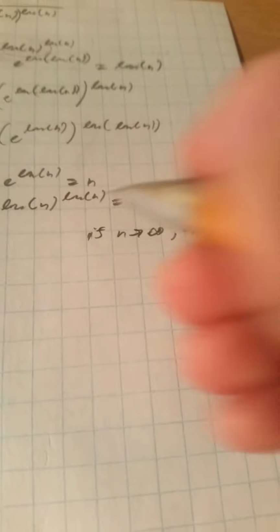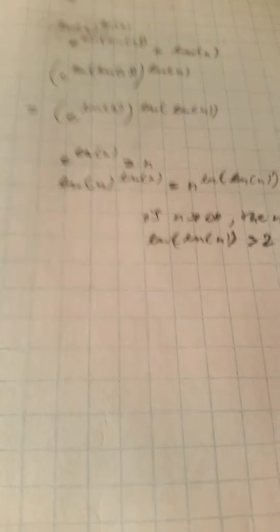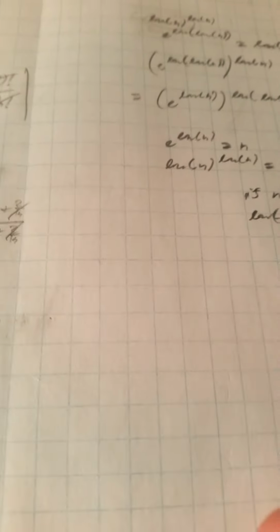So now we have to kind of put, I guess you could say, a limit on ln of n, because it can't be any number. So if n approaches infinity, then ln of n must be greater than 2. Okay, so using these two pieces of knowledge, we can now finally do a comparison test.